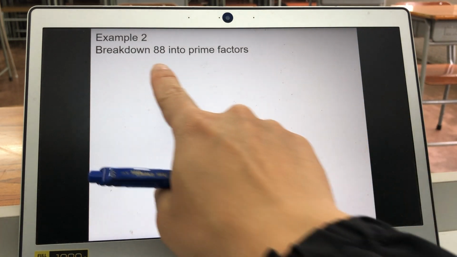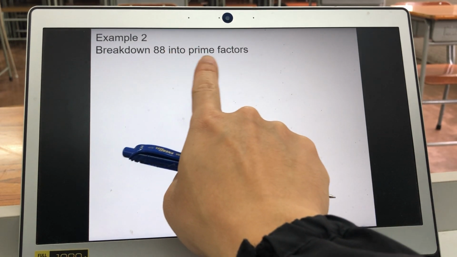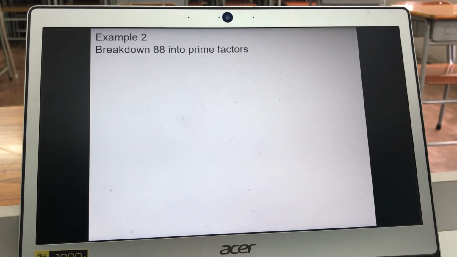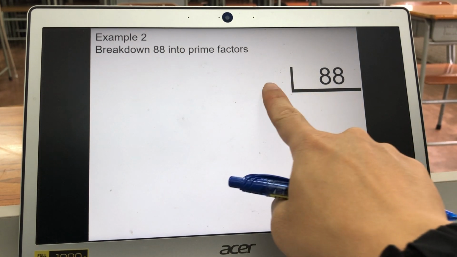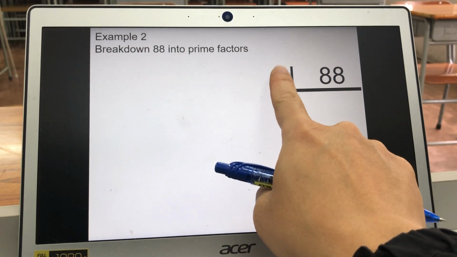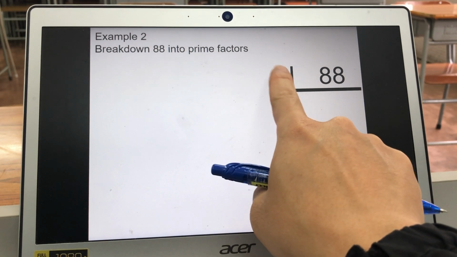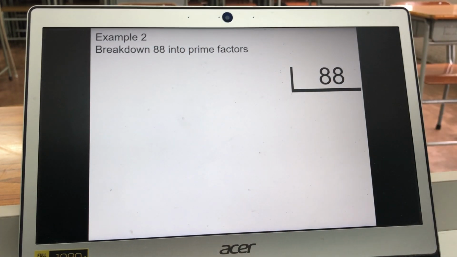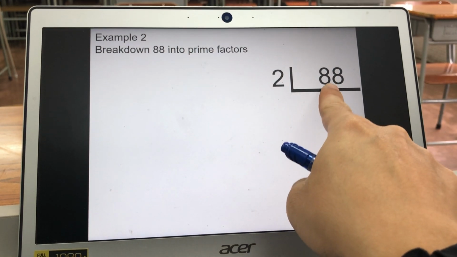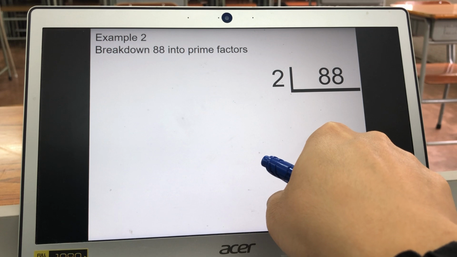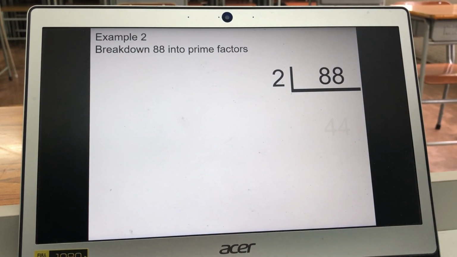Number 2. This time you have to break down 88 into prime factors. So write down 88 here. And then draw the symbol. So you should try what number first? You should use a prime number. So you better try from the smallest prime number, which is 2. Okay? 2 times what will become 88? 2 times 44. 2 times 44 becomes 88.